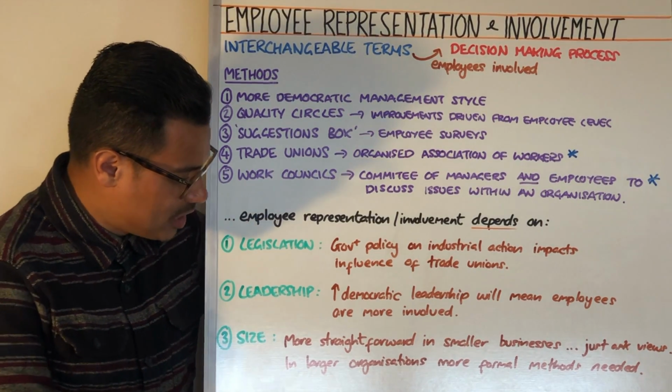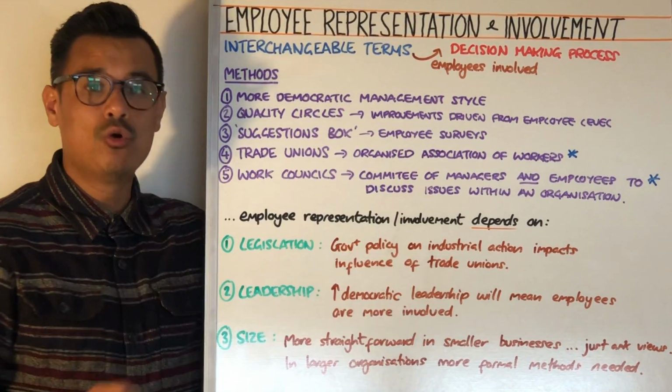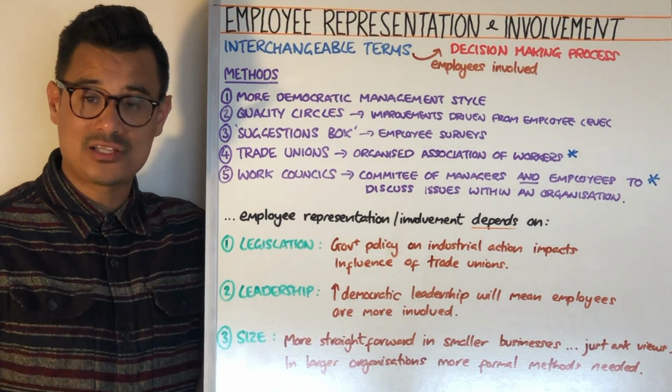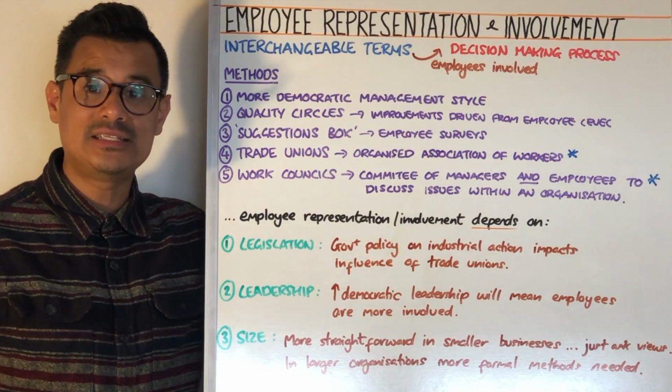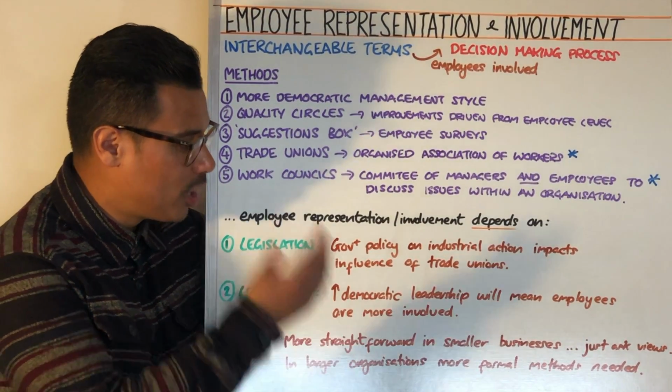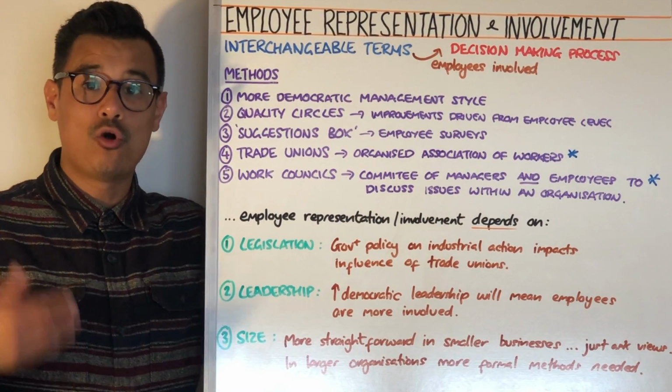Number three is size. So it's more straightforward in a smaller business to have employee involvement because you just ask their views. They might be next to you, might be very easy to get hold of them. You only have a few employees. But in larger organisations, you might need to put a more formal method in place.